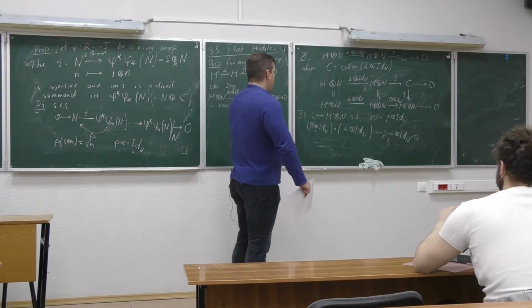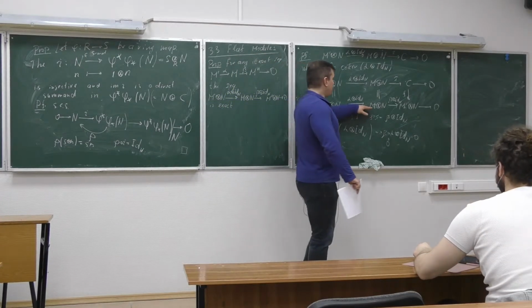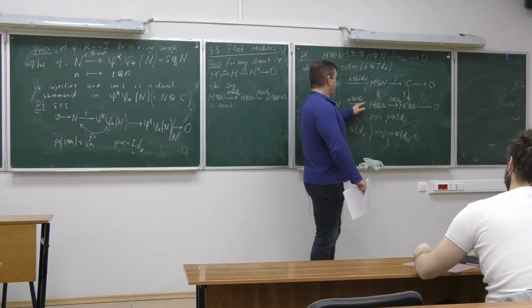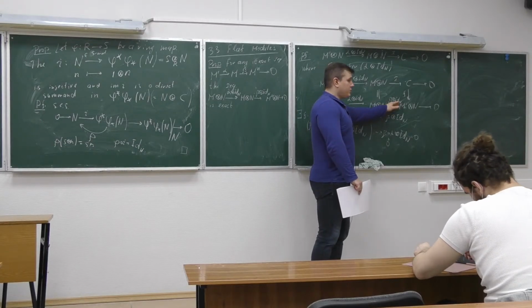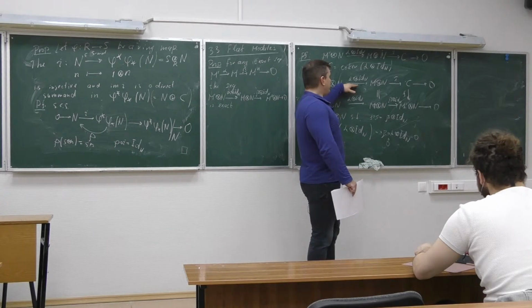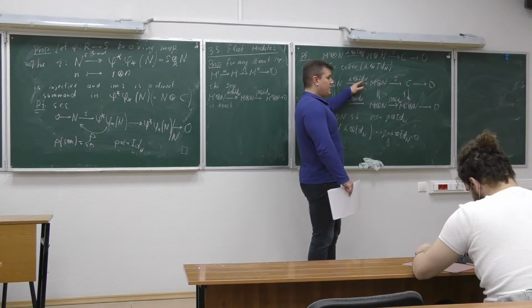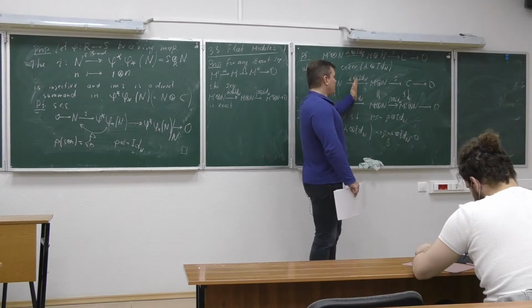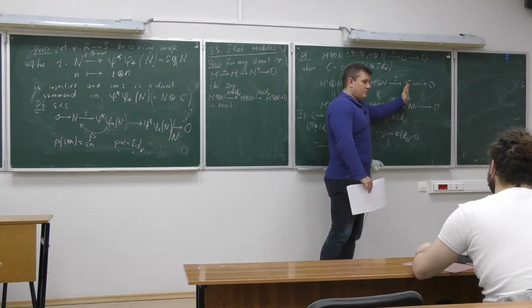And now, consider this map, beta tensor product with the identity. This is a map defined on this module, M tensor N, and in fact it is 0 on the image of the map alpha tensor the identity. So it is actually a map defined on the quotient, so on C.